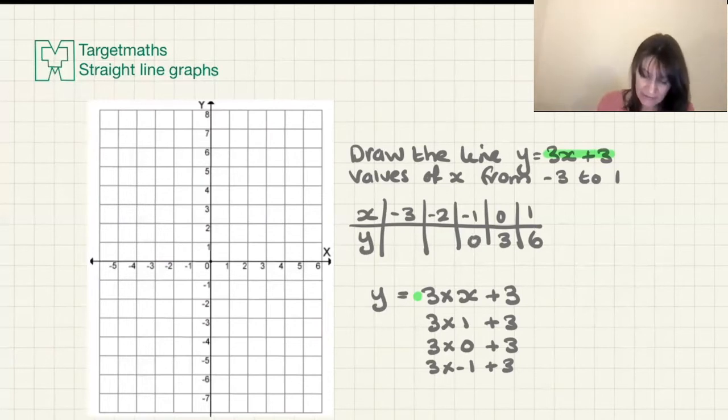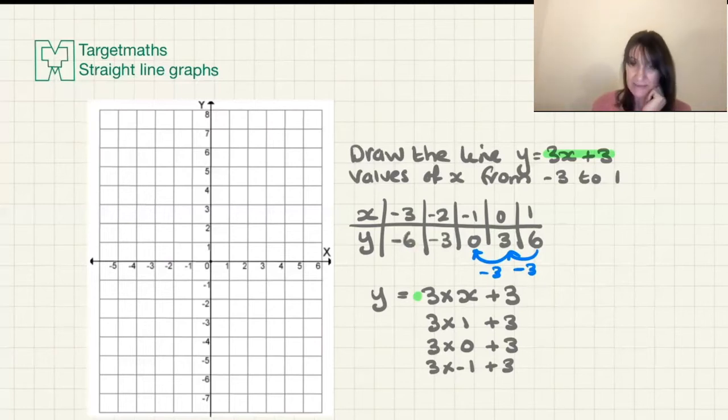And I've probably got enough now to be able to spot it's going down 3. So I can just finish the rest off by keeping on taking 3. So 0 take 3 is -3. -3 take 3 is -6. Now I can transfer the numbers in the table and plot them as coordinates on the grid. So I've got 1, 6. I have 0, 3. I have -1, 0. -2, -3, and -3, -6.